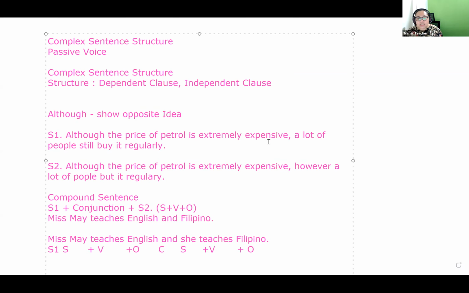For example, "although" is okay to use for opposite ideas, but you cannot use "however". "However, the price of petrol is extremely expensive. A lot of people still buy it regularly." No. So there are certain words that you can use for a complex sentence, but not all conjunctions can be used. So definitely the answer to that question is wrong. You cannot say "but the price of petrol is expensive, a lot of people still buy it." You can't do that.